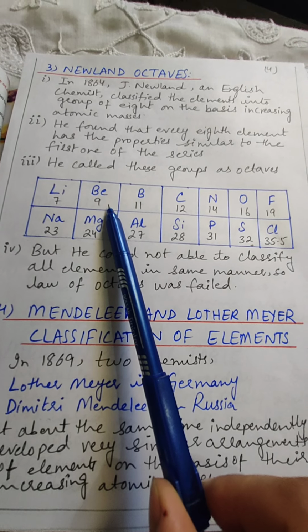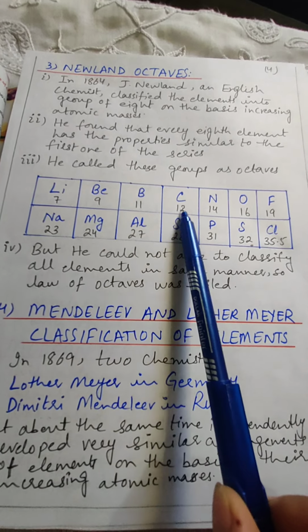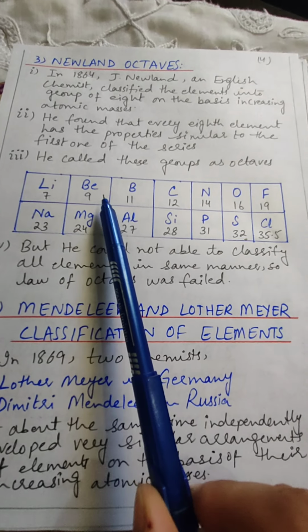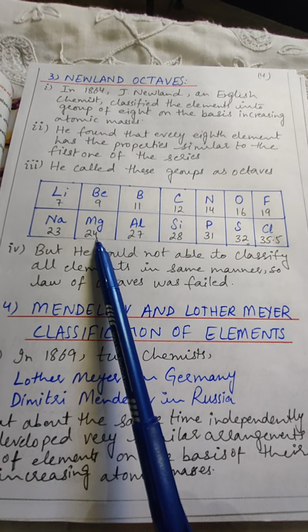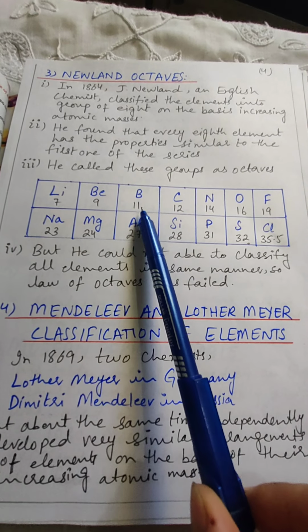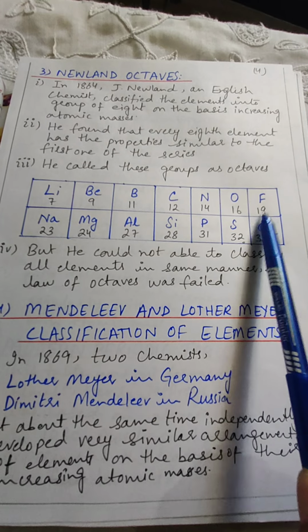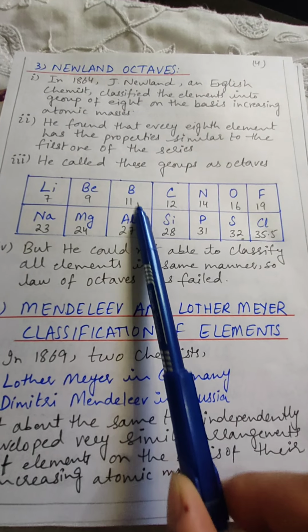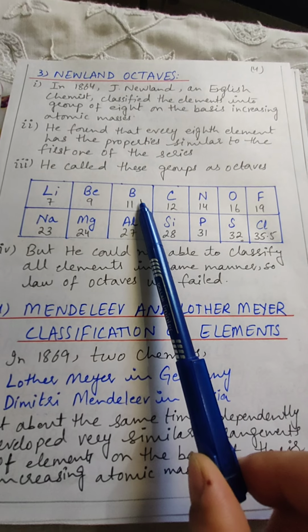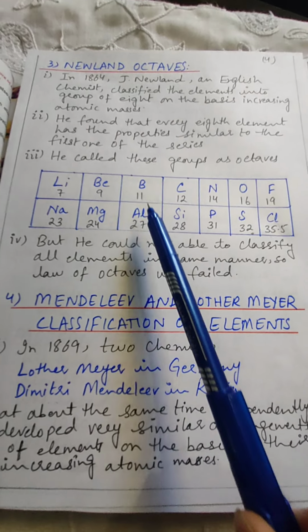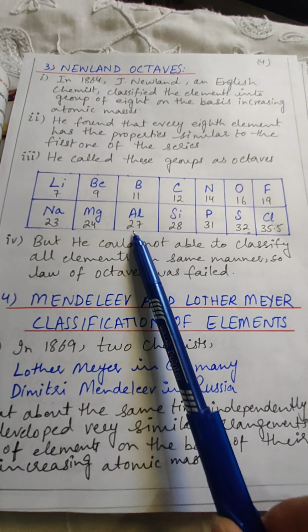If we start counting from beryllium, 1 2 3 4 5 6 7 and 8. According to him, the characteristics of beryllium and magnesium are similar to each other. Suppose we start counting from boron, 1 2 3 4 5 6 7 8. According to him, in this octave, the characteristics of boron and aluminium are the same.